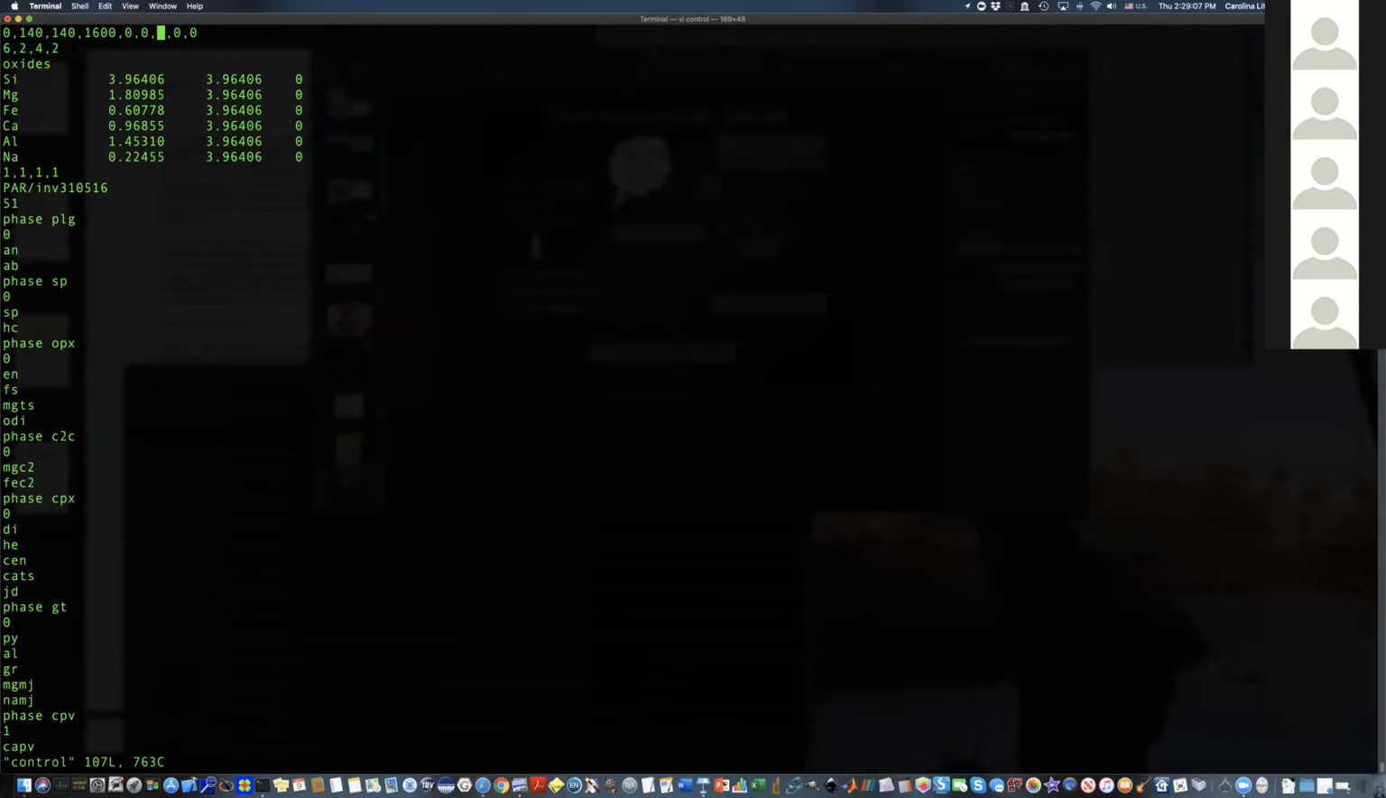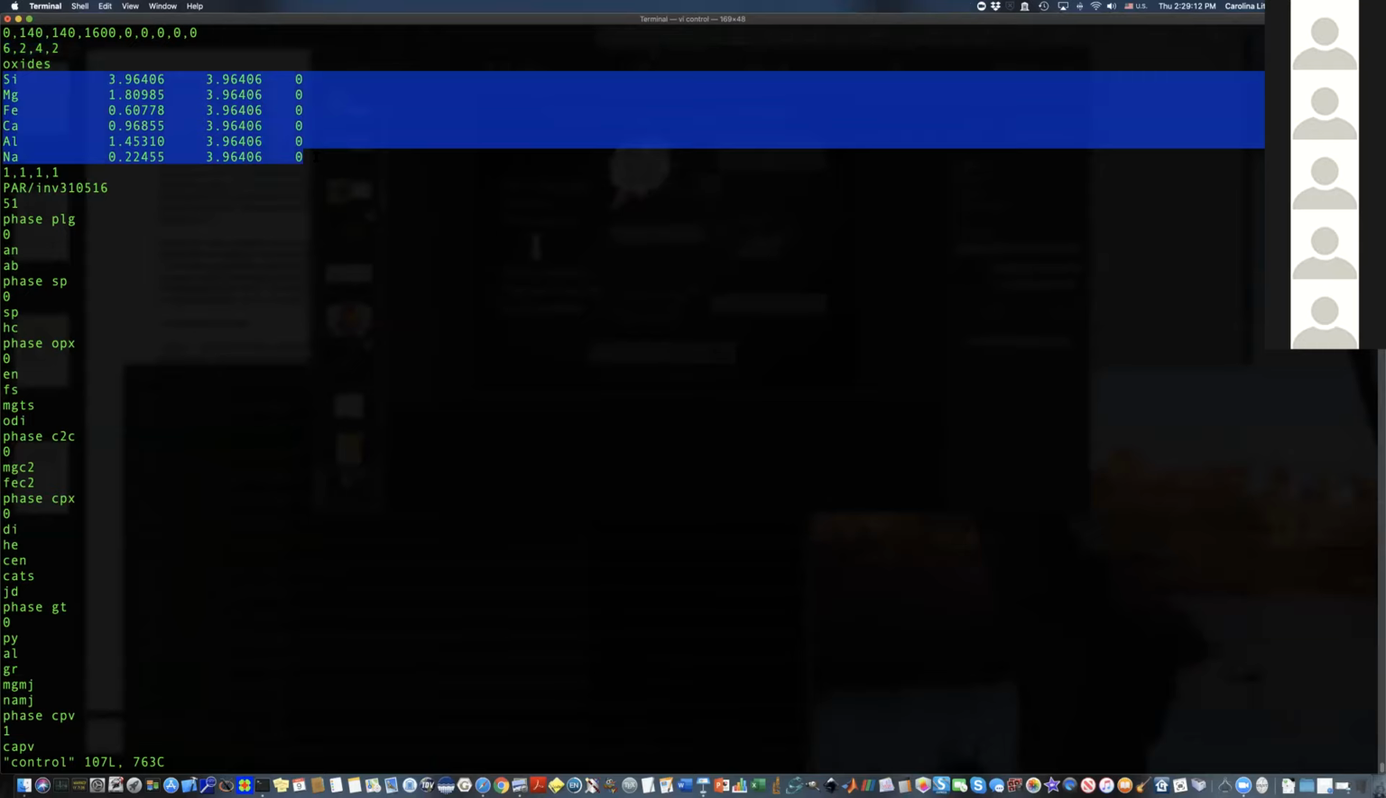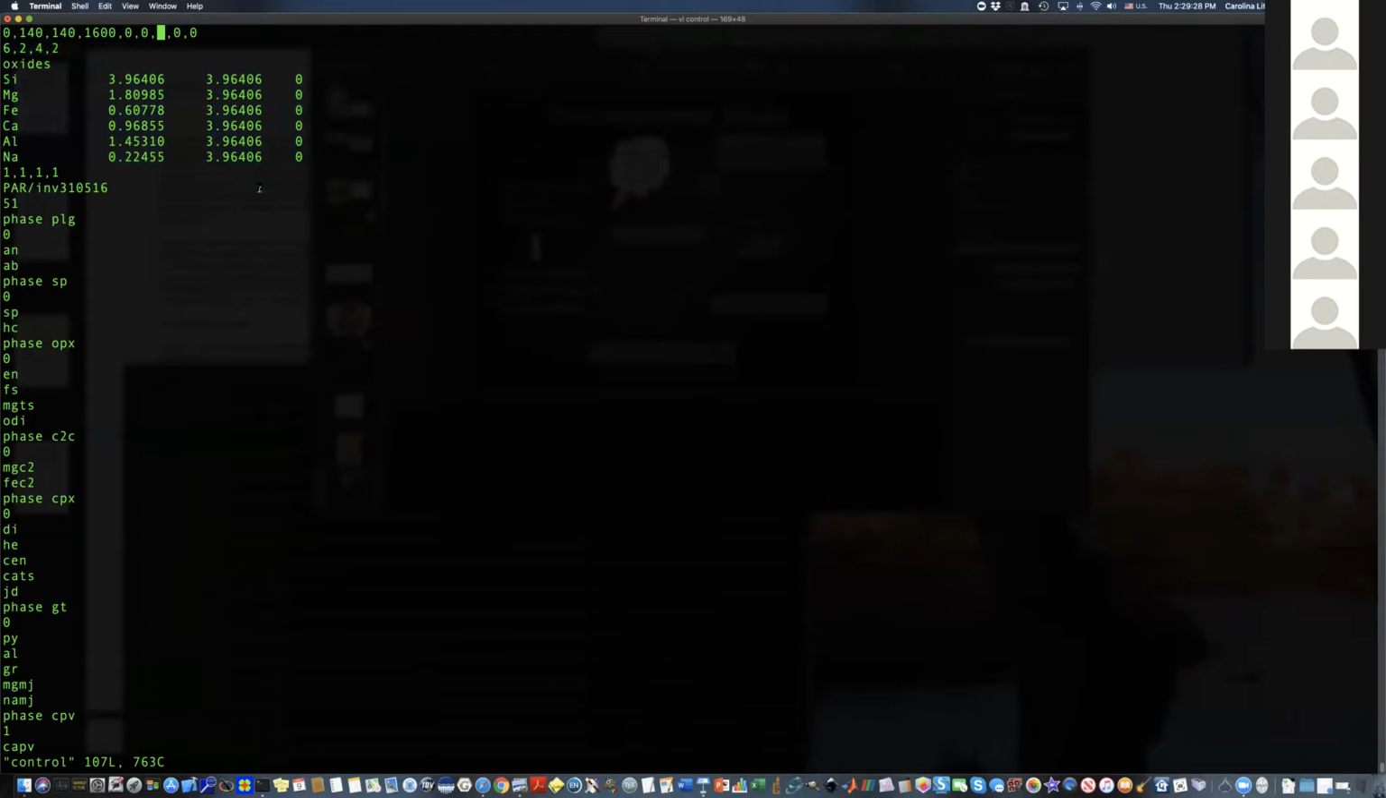And okay, so you can see the oxides. So every composition in the code at the moment is represented by the 6 oxides, SiO2, MgO, FeO, CaO, Al2O3, and Na2O. Okay, so it's got sodium. And this is pretty standard in petrology. The numbers you see here, these are moles, right? So that represents the composition. You'd be more used to seeing this in weight percent, which is how it is in most petrology or geochemical codes.